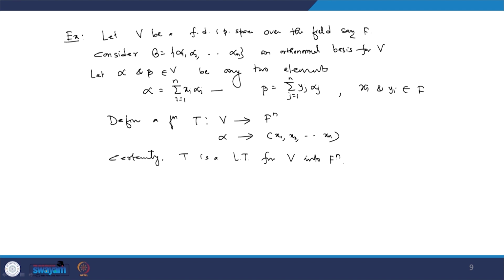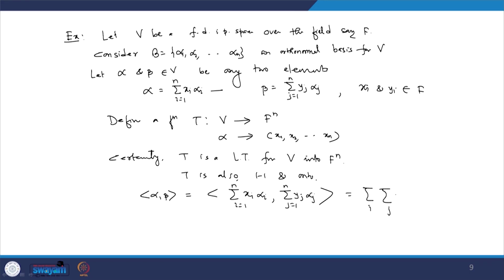Already we have checked, and you will see that T is also one-one and onto. Onto is coming as a consequence of finite dimensionality. So, one-one implies onto also here. Here I will say that the inner product of alpha, beta is equal to the inner product of sigma x_i alpha_i, i equal to 1 to n, and sigma y_j alpha_j, j equal to 1 to n. So, this is equal to sigma over i and j of x_i y_j bar times the inner product of alpha_i, alpha_j.